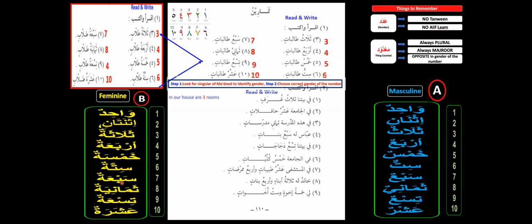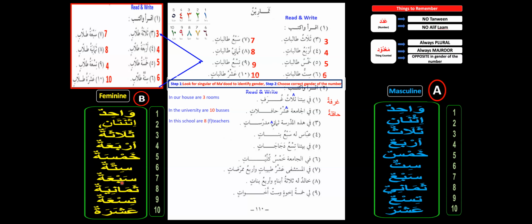في بيتنا ثلاث غرف. And the next is في الجامعة عشر حافلات. In the university are 10 buses. So ashru is coming from which list? It's coming from list number A. List which is a masculine list. Why? Because hafilatin, singular is hafilatun, is feminine. So the number is coming as masculine. Look, hafilatun, the singular is hafilatun.